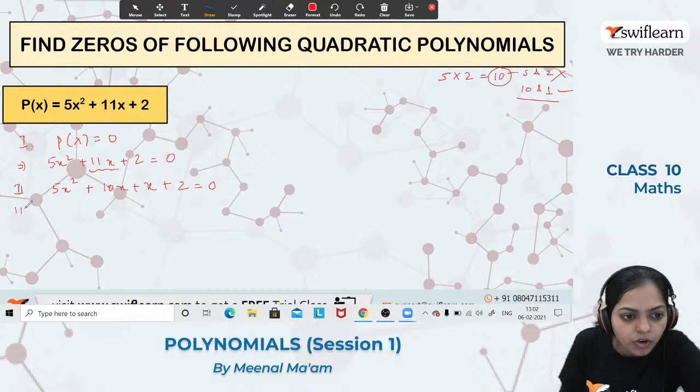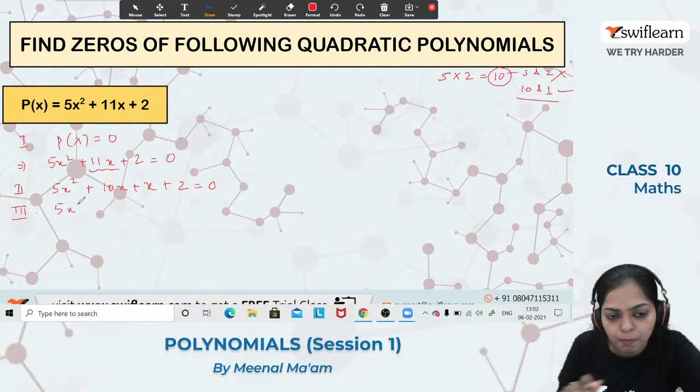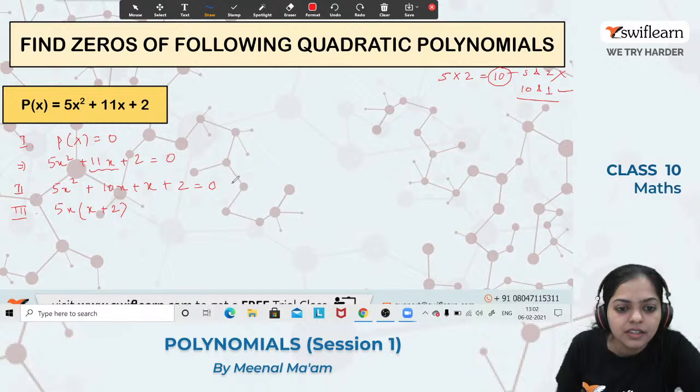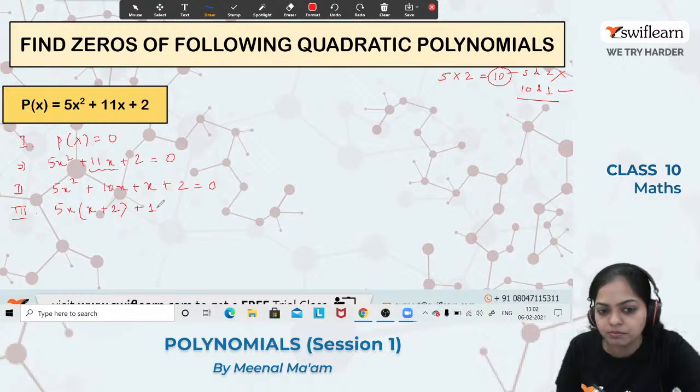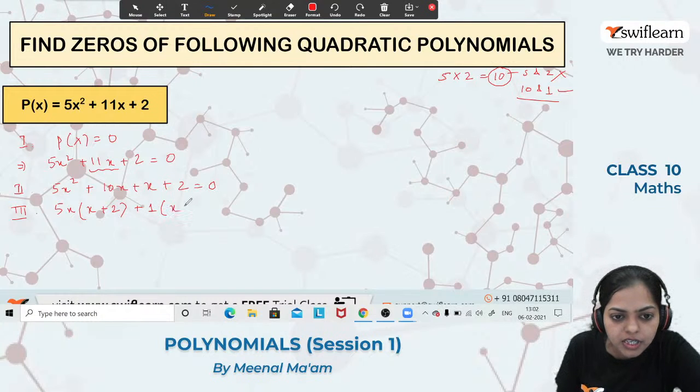Then the third step will be what? Take common. From these two terms, what will we take as common? 5x. 5x is common. Okay. Then what is left in the first term? If I take 5x common, then x is left in the first term. If I take 5x as common, then 2 is left in this second term. Alright. Then if I talk about the third and fourth term, what will I take as common? We will take 1 as common. So what will we get? x + 2 is left, equals to 0.